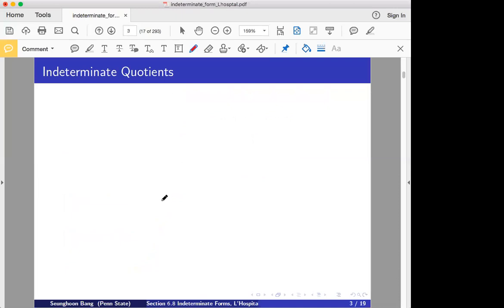The first one, indeterminate quotient form. So we think about type 0 over 0, infinity over infinity form. Type 0 over 0. The limit of x over x, what's that? You plug 0 into here. So exactly 0 over 0 form.